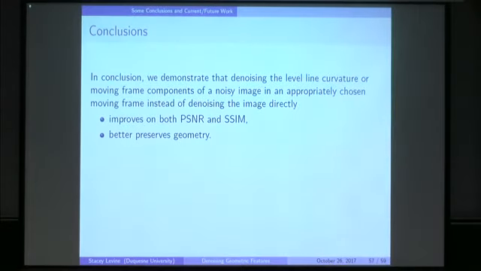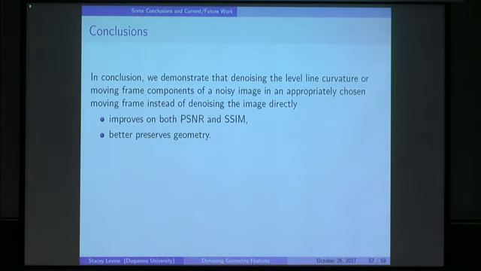So, kind of to conclude, just these approaches that I showed, it seems that this general approach of maybe computing some geometric feature of an image, denoising it, and then using that to reconstruct seems to have potential. And it could have potential for other processing techniques as well. It improves generally on PSNR and SSIM.